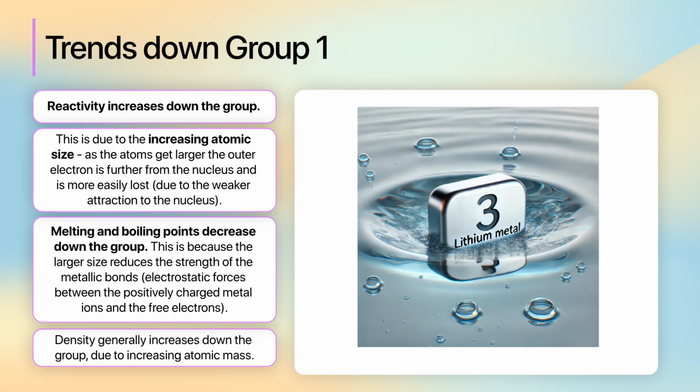Density generally increases down the group. Lithium, sodium, and potassium are less dense than water, and thus they float on water. This is due to the increase in atomic mass as you go down the group.